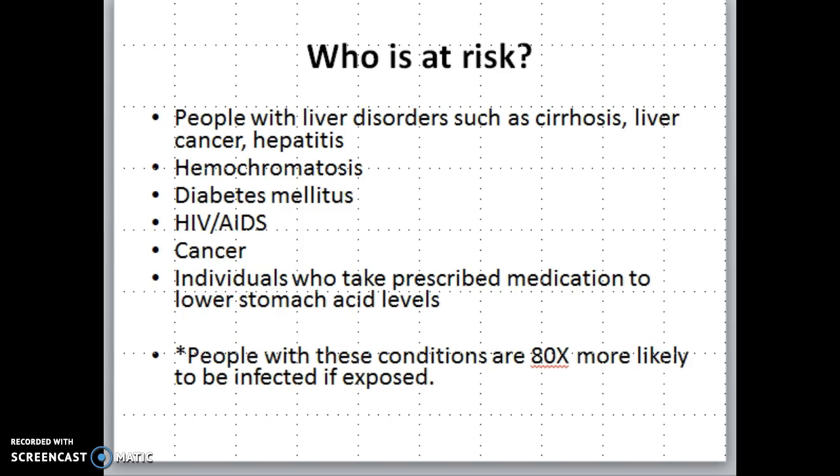They are particularly at risk of developing infection. If any of these conditions apply to you, then you are 80 times more likely to be infected if exposed. For the rest of us, if we're exposed, we generally won't become infected, so there won't really be any way of knowing that you were exposed.